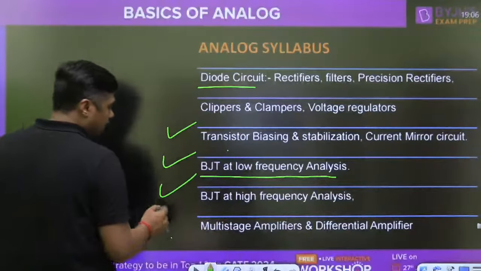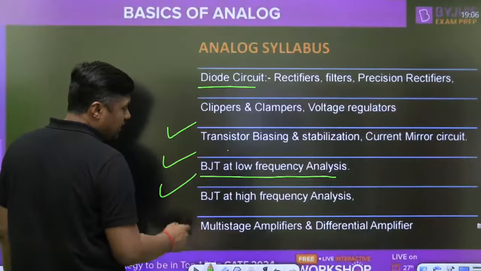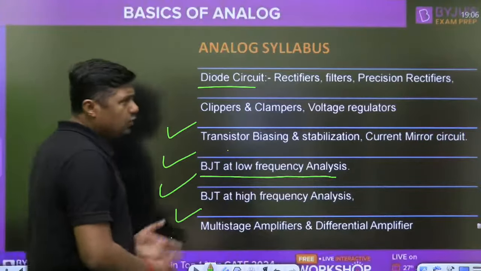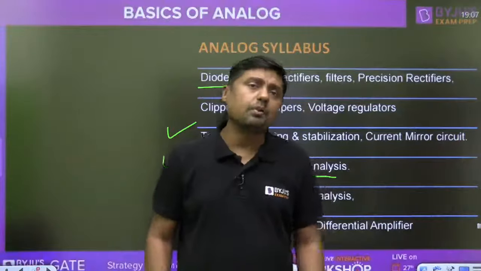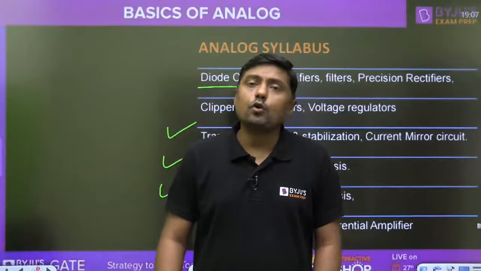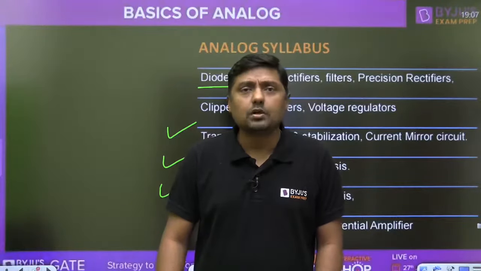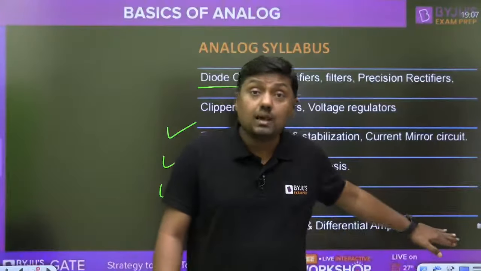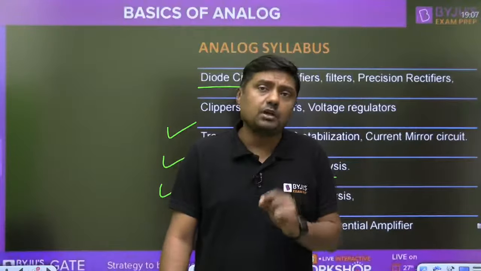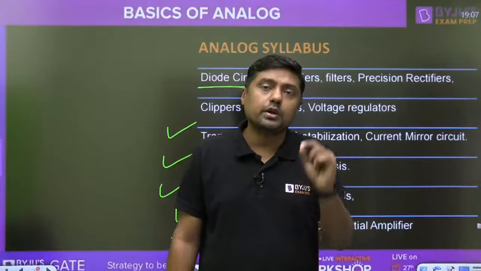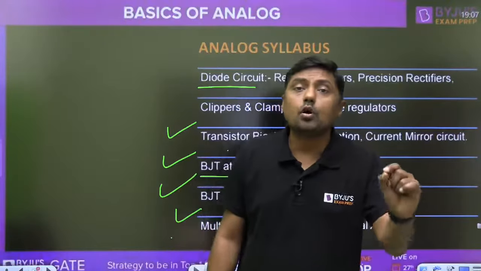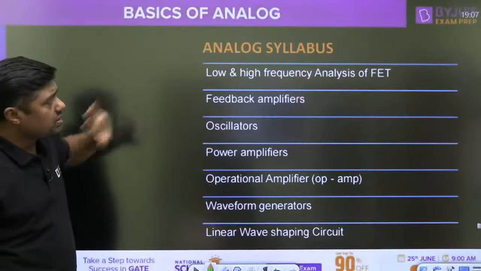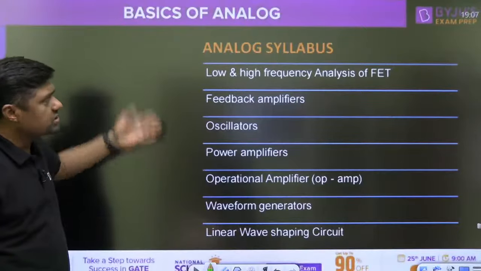Then BJT at high frequency, multi-stage amplifier and differential amplifier. Again, this is an important topic. Here you will learn about the cascade amplifier, that is the common emitter followed by the common base, Darlington pair, common collector followed by the common collector. Then differential amplifier, that is called emitter coupled differential amplifier, and that is important to understand the concept of operational amplifier. Now, after that, low and high frequency analysis of FET, you should follow this sequence.